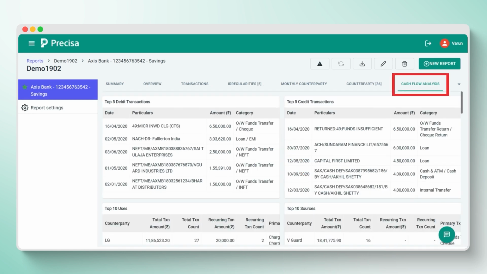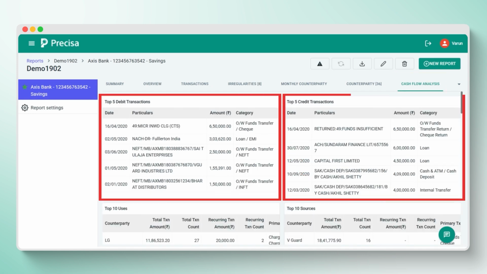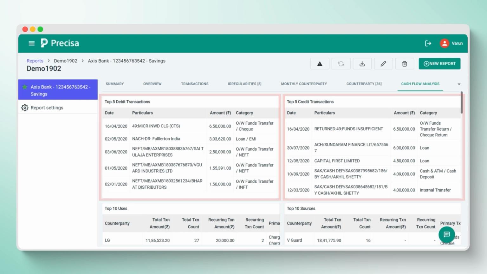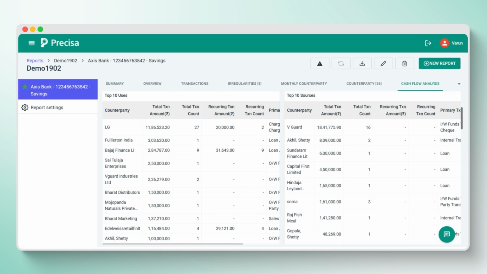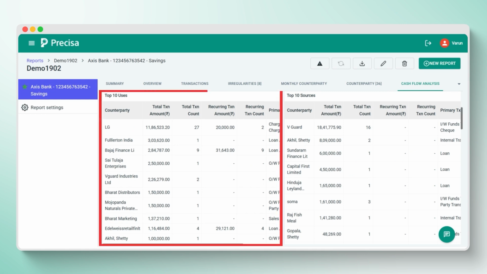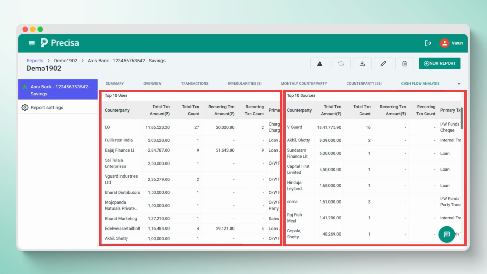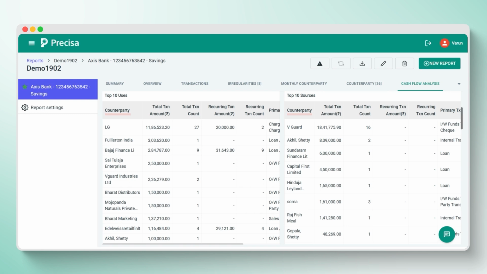Within the Cash Flow Analysis tab, the top 5 debit and credit transactions are presented, categorized by date, particulars, amount, and category. This expanded view of the cash flow analysis presents the top 10 uses and sources in detail, including counterparty, total transaction amount and count, and recurring transaction metrics.